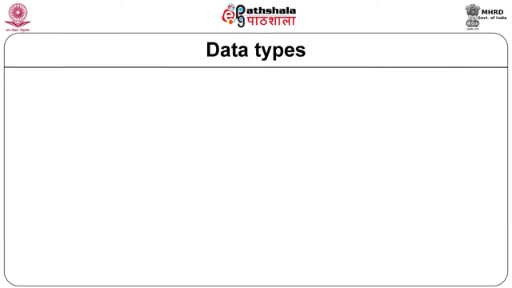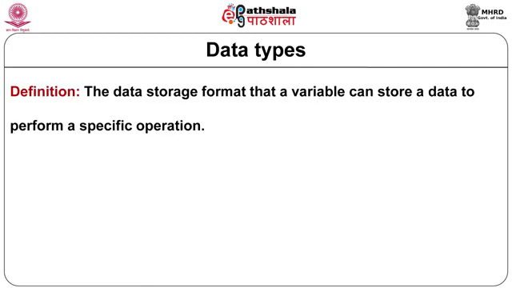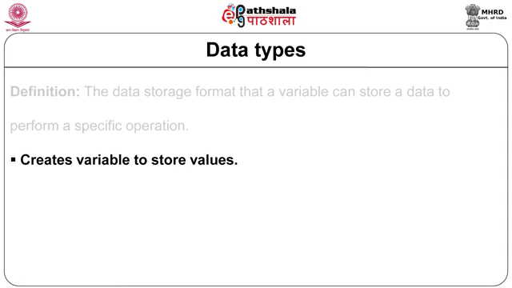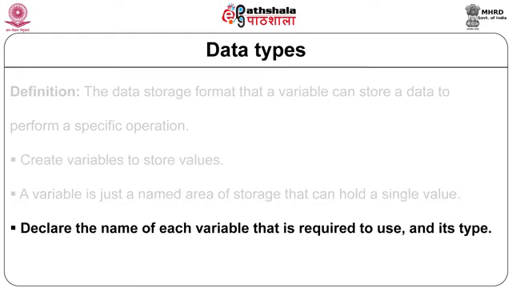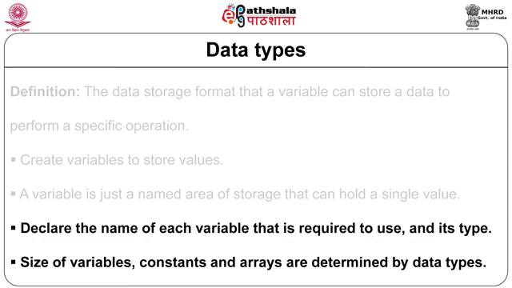Then data types. What is a data type, or what is data? The data storage format, that is, a variable that can store data to perform a specific operation. A data type creates a variable to store the values. A variable is just a named area of storage that can hold a single value. A data type declares the name of each variable that is required and its type. The size of variables, constants and arrays is determined by data types.